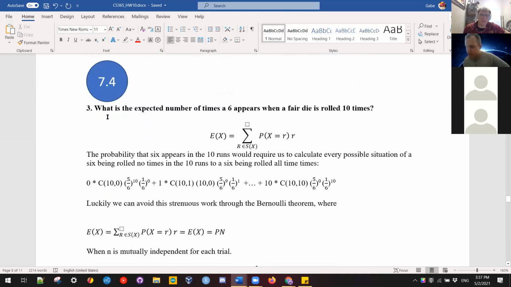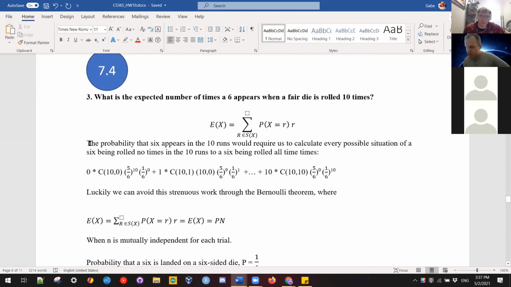Okay, so what is the expected number of times a 6 appears when a fair die is rolled? Okay, this one I had struggled with, but I looked it up in the book and it made sense after a little bit. You have to consider all the 10 rolls, and then each possible situation of a 6 being rolled in the 10 rolls. You could do this formula they give you in the book.